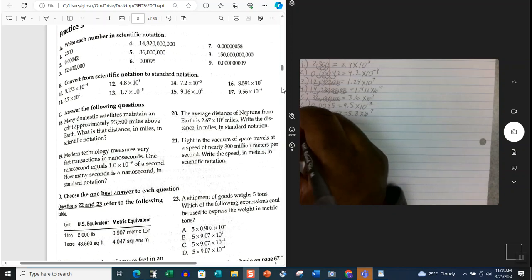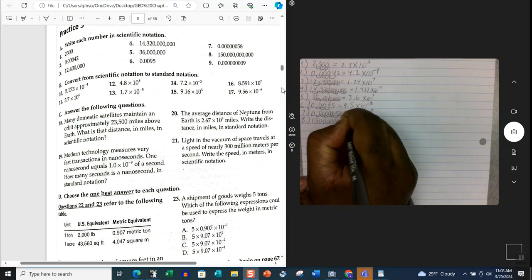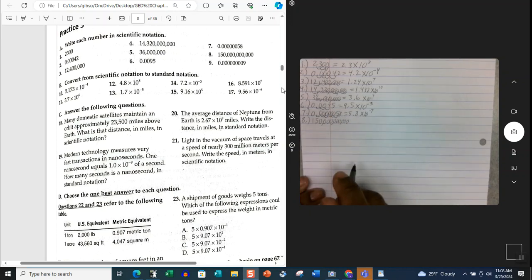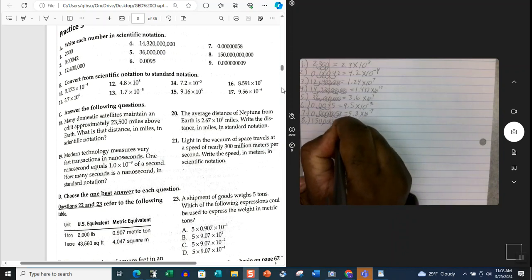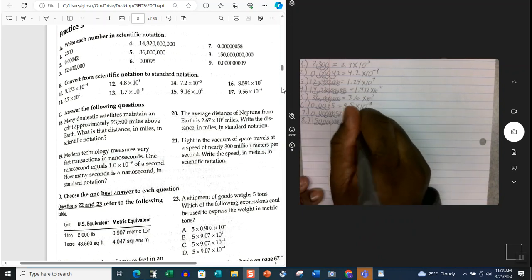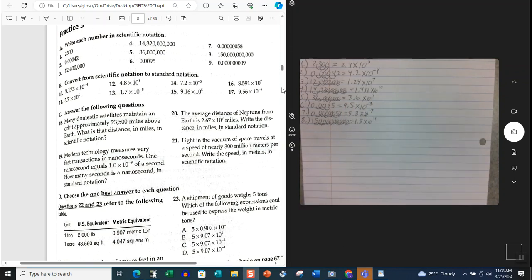Now number 8. We have 150 billion. So that'll give us 9 more zeros. So now we find that decimal at the end. We go 1, 2, 3, 4, 5, 6, 7, 8, 9, 10, 11. So that'll give us 1.5 times 10 to the 11th power. Because remember, we moved to the left.